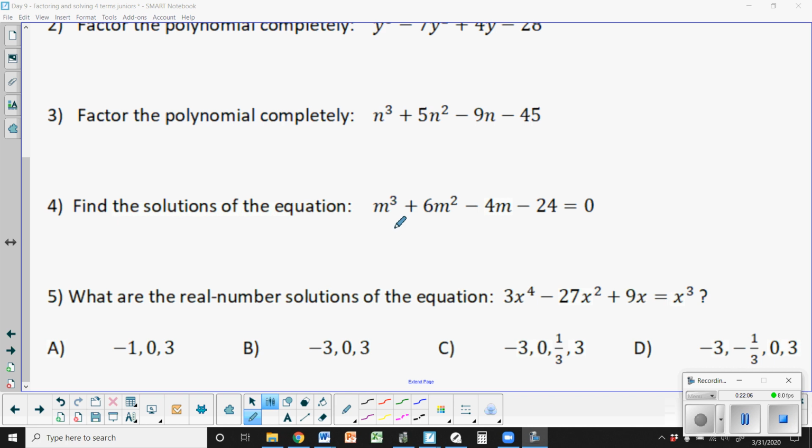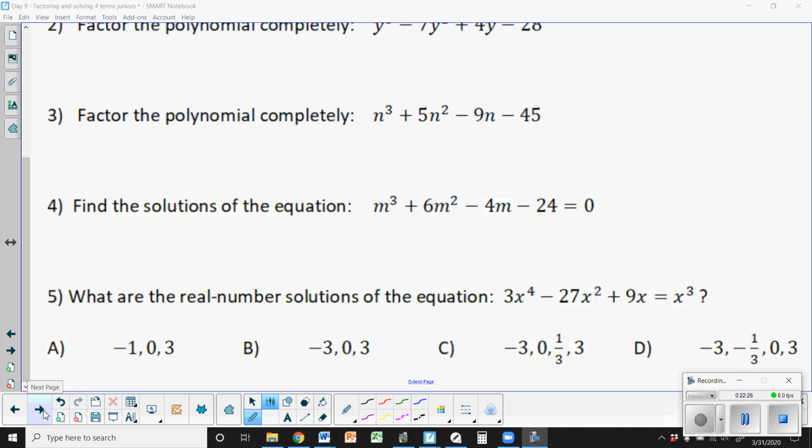You're going to set it equal to 0 first. Then you're going to simple factor if you can. After you simple factor, what can you do next? How many terms do you have? And then go from there.